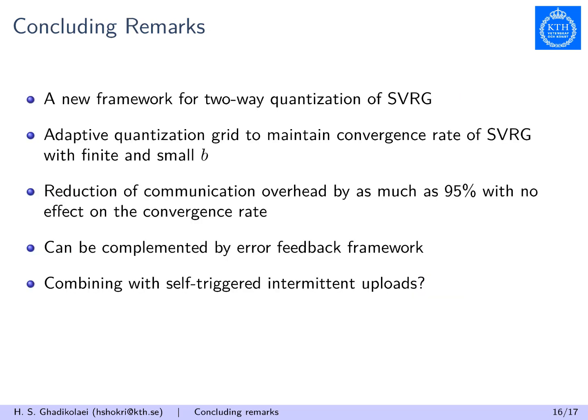To conclude this presentation, we have developed a new framework for two-way quantization of the SVRG algorithm. It's based on an adaptive quantization grid to maintain the convergence rate of SVRG with a finite and small b. The whole idea is to make sure that the grid follows the geometry of the optimization landscape. We have a big reduction in the communication overhead, by as much as 95%, with almost no effect on the convergence rate. It also can be very well complemented by the error feedback framework and other approaches to further improve the convergence with fewer bits.